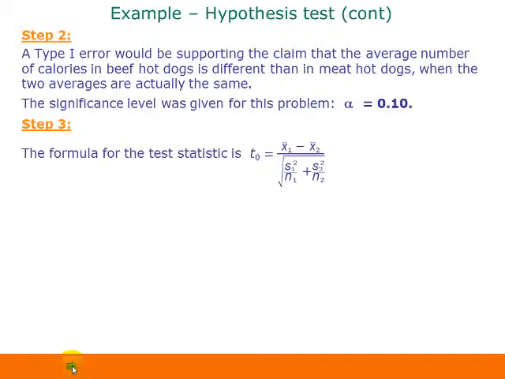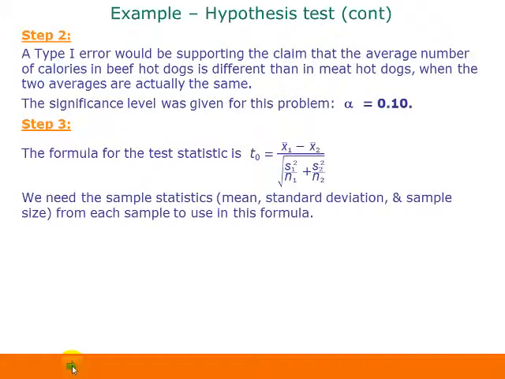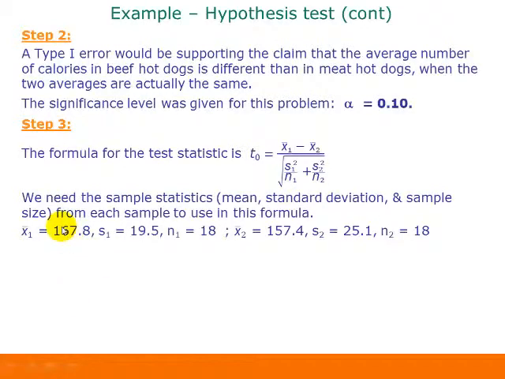For step 3, here's our formula for our test statistic. So we need the sample statistics, the mean, the standard deviation, and the sample size from each sample. We had the original data, so we could use our calculators or StatCrunch to come up with our sample statistics. And remember, we're looking at each one separately.